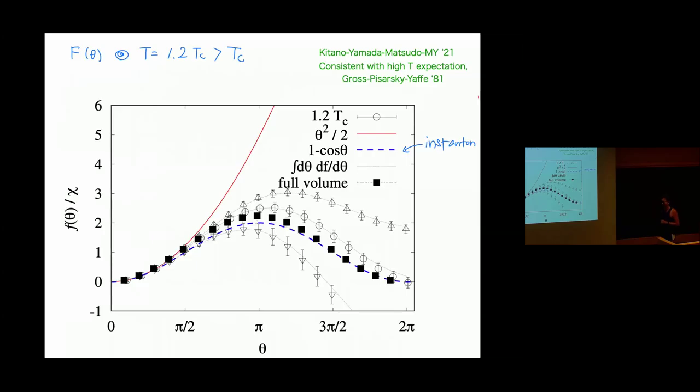If you go to high temperature, Gross, Pisarski, Yaffe have talked about the finite temperature case. So the conclusion that you have a cosine at high temperature is generally correct. So the question is what happens if you go to lower temperature, and what is the shape? Yeah, that's the end. Thank you.